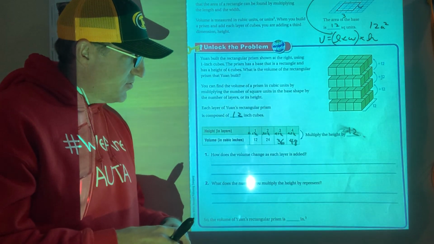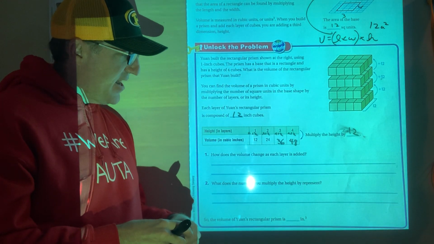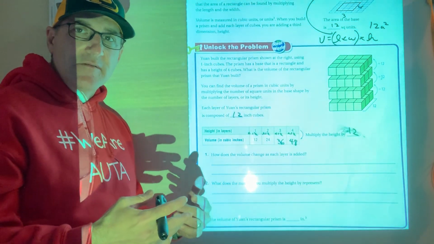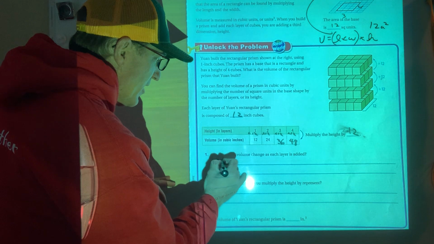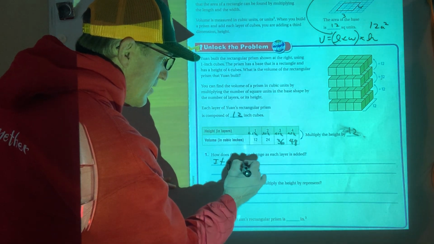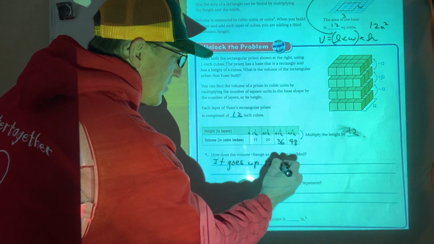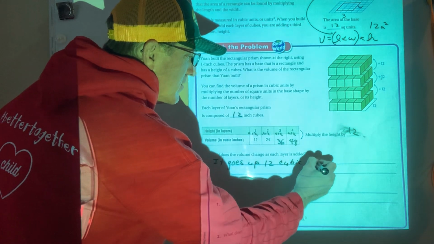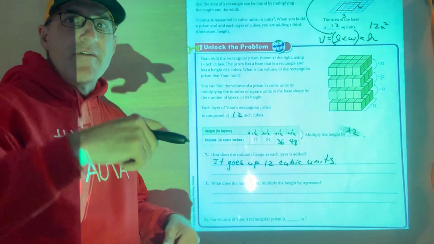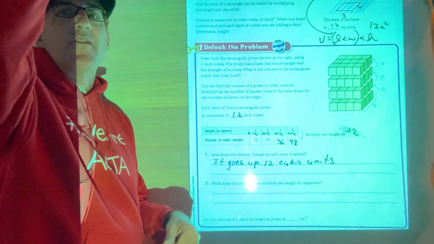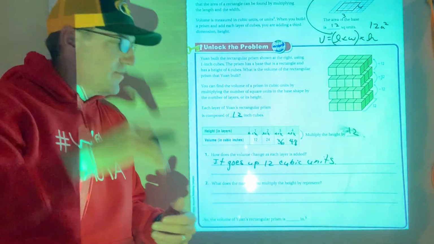So how does the volume change as each layer is added? It goes up by 12 cubic units. Which makes sense. If I went to 5, I'd add another 12. If I went to 6, I'd add another 12, right? For each layer of height, okay?